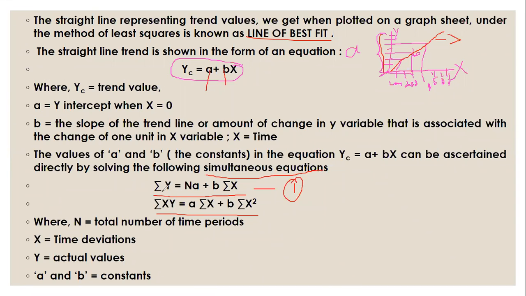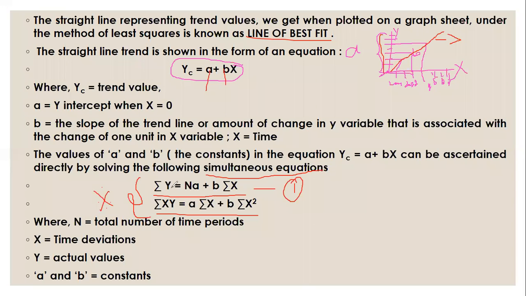Summation y or sigma y is equal to na plus b sigma x. So please memorize this equation. This is very, very important because this question of method of least squares will compulsorily come for 6 marks. Very rarely it comes for 14 marks. You can expect it for 14 marks also, but for 6 marks, one problem will come.